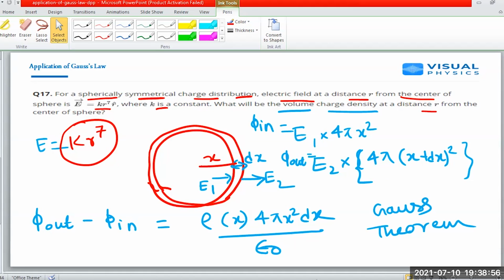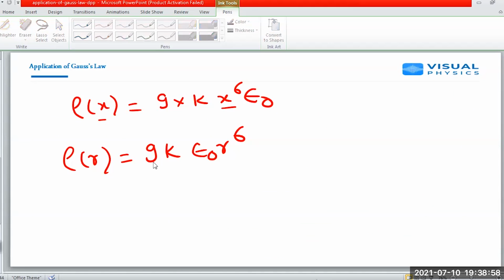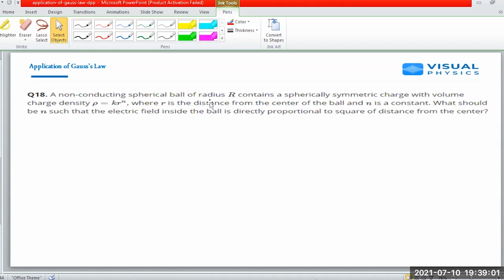Okay, next. A non-conducting spherical ball of radius r contains a spherically symmetric charge with volume charge density, again. So it is just the opposite of the previous question. In this case, you are given the volume charge density and you have to find the electric field. In the previous question, the electric field was given and you had to find the volume charge density. So I know if I apply Gauss theorem, the closed flux coming out of some closed surface is Q total by epsilon naught.